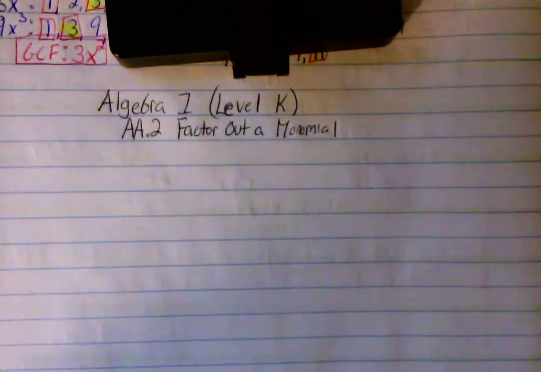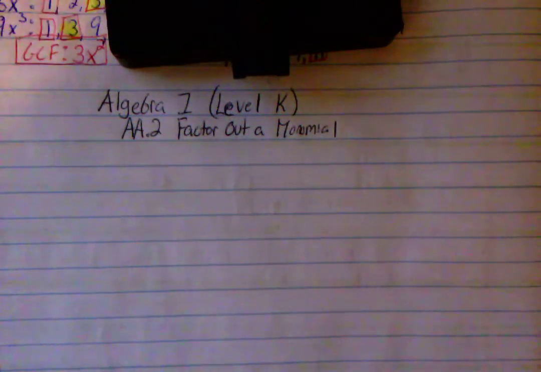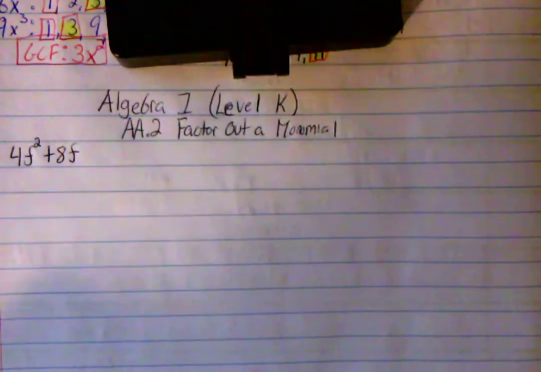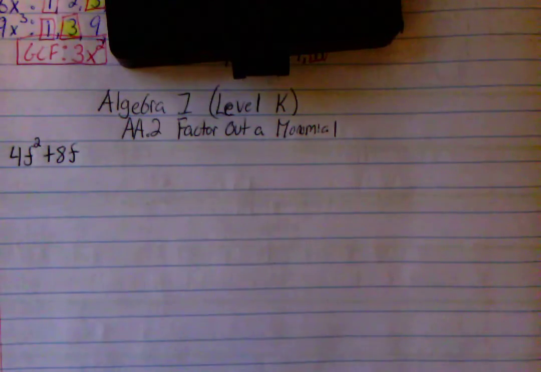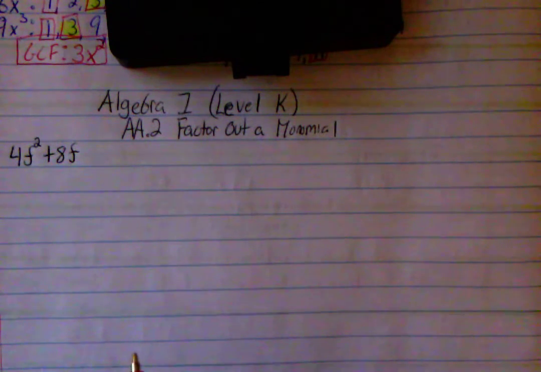So our first example is 4f squared plus 8f. Okay, so what I do is I like to find the factors of 4f squared and 8f so I can find a GCF.